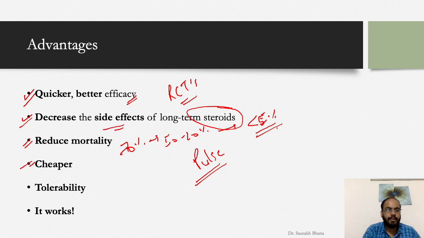It is cheaper. Okay, it is cheaper because dexa is cheap. Cyclophosphamide is cheap. It can be given in daycare. You don't require long-term admissions and the overall cost of therapy is less. Roughly one pulse would cost the patient less than 1,000 rupees. If we are discussing only the cost of drugs, we'll discuss other costs in the disadvantages section.